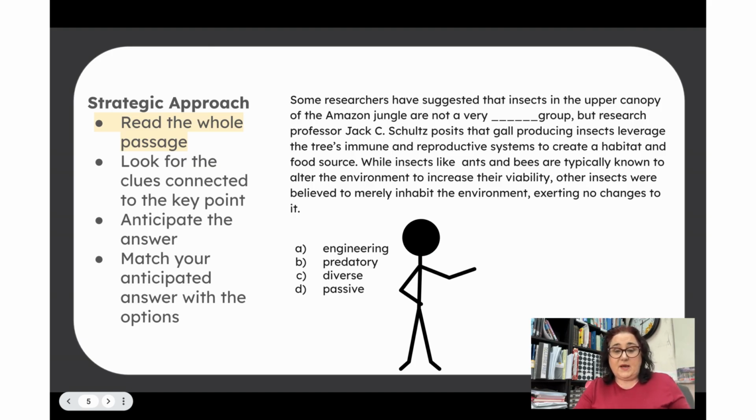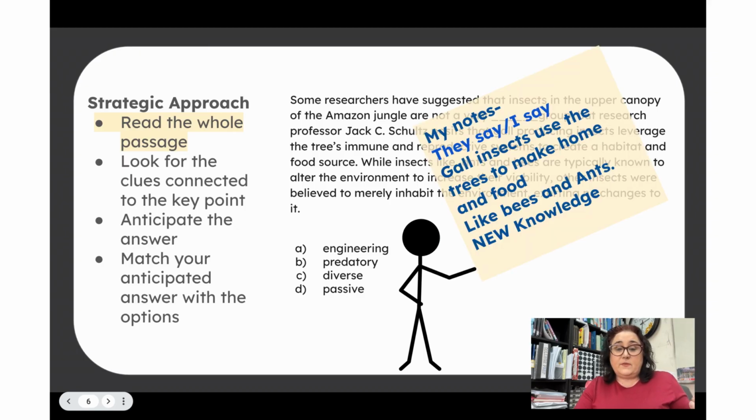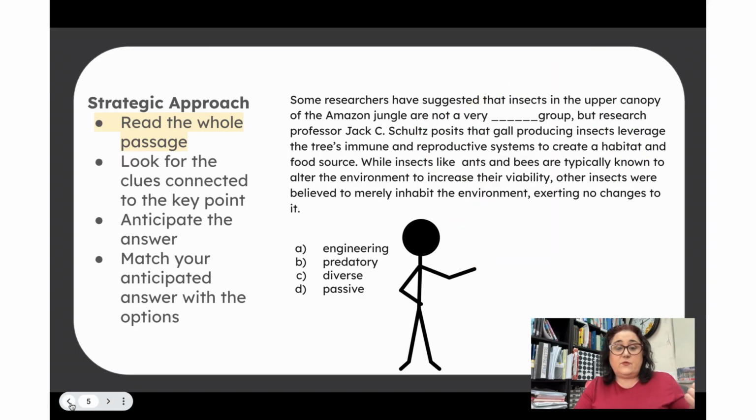First, read the whole passage. Understand what the passage is saying before you anticipate what should go in that blank. So if we look at the passage, it says, some researchers have suggested that insects in the upper canopy of the Amazon jungle are not a very blank group. But research professor Jack C. Schultz posits that gall-producing insects leverage the tree's immune and reproductive systems to create a habitat and food source.